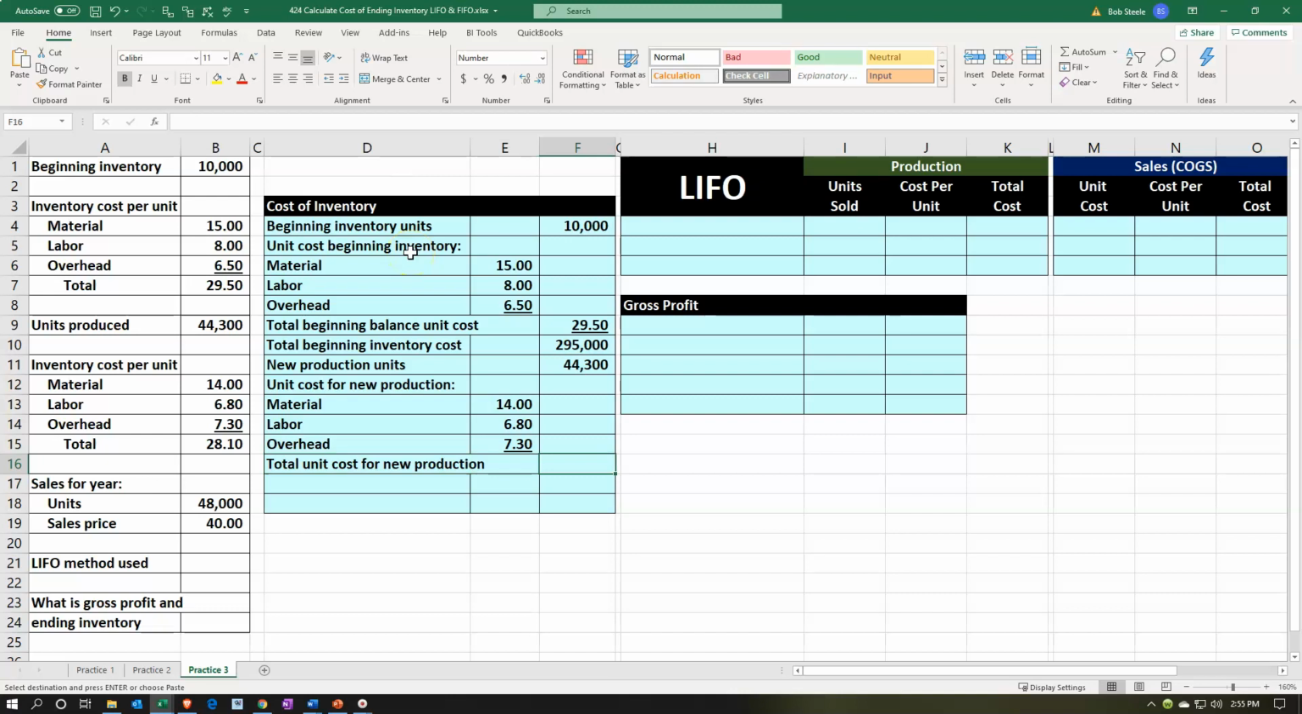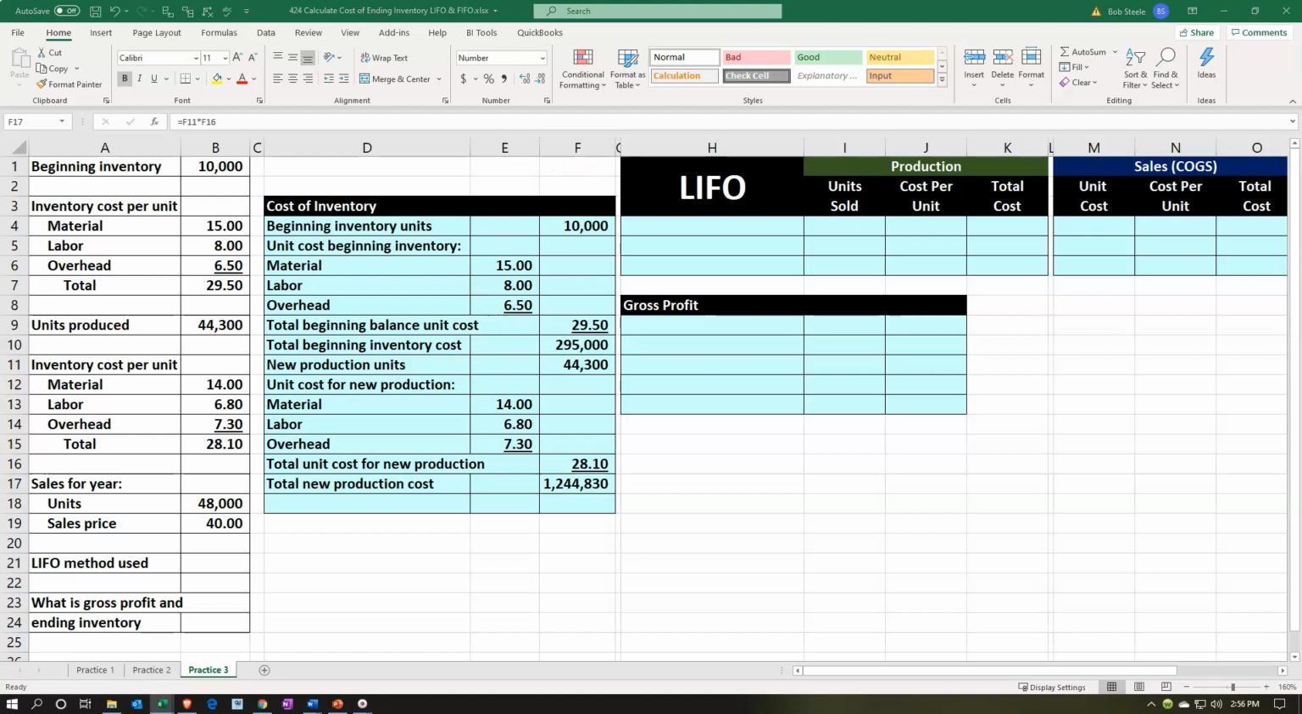And we'll put that in the outer column equals the sum of the 14, the 6.80, the 7.30. Let's add some pennies. Home tab font group, adding pennies. Let's then put an underline. Home tab font group, underline. Then we're going to have the total new production cost, which is going to be equal to the 44,300 units times the 28.10. So there we have it.